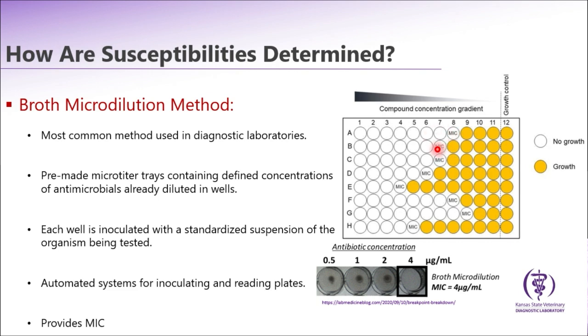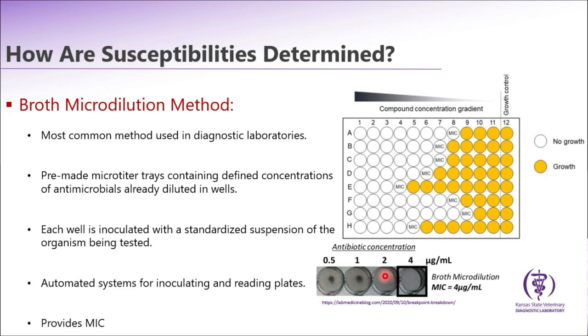And then the MIC will be, of course, the first well with no visible bacterial growth, and this is what you see here in the bottom panel. You see 4 different concentrations of a drug in these 4 wells: 0.5 micrograms per mL, 1, 2, and 4.